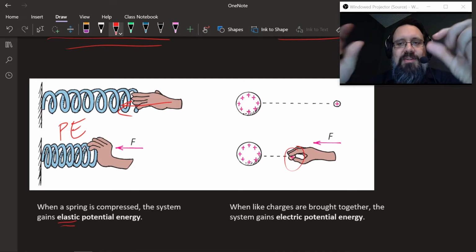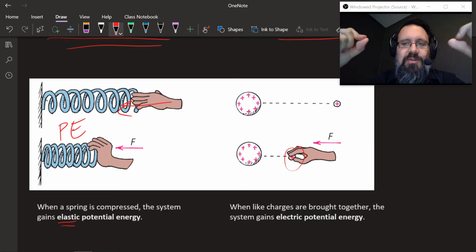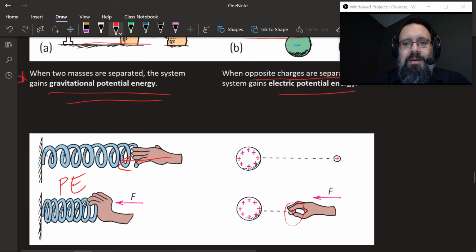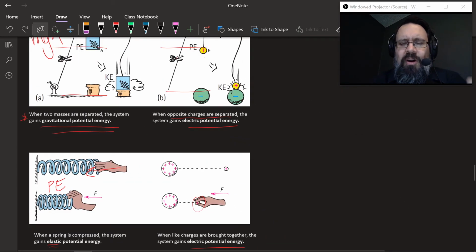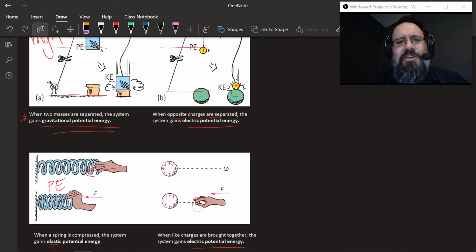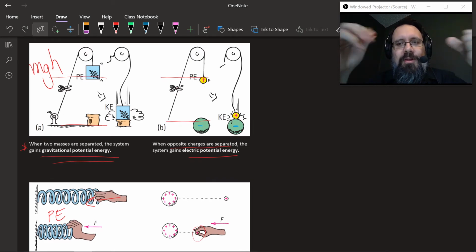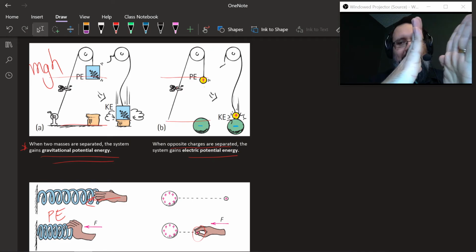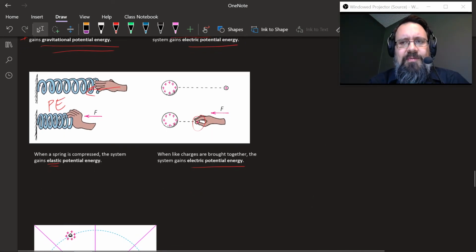But when two like charges are brought together, you're gaining electric potential energy. So electric potential energy is more complicated than gravitational, because you can get electric potential energy when two things are pulled apart, but you can also get it when two things are brought together. That's the difference between them.